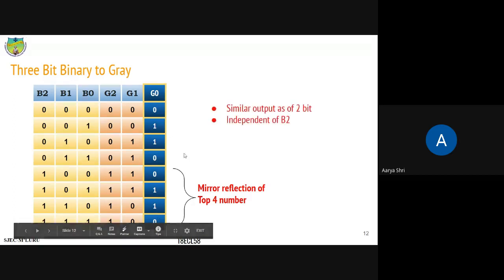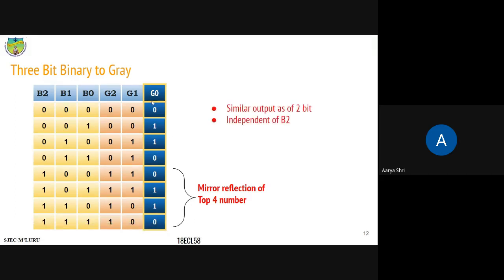And for finding out G0, the G0 is nothing but the XOR of B1 and B0. And the value of G0 will be independent of B2. Let us consider one example here. If you are taking B1 to be 0 and B0 to be 1, then G0 will be equal to 1, just the XOR operation.